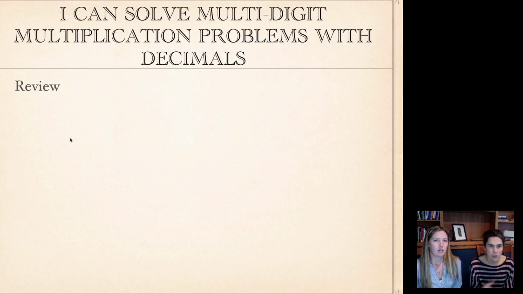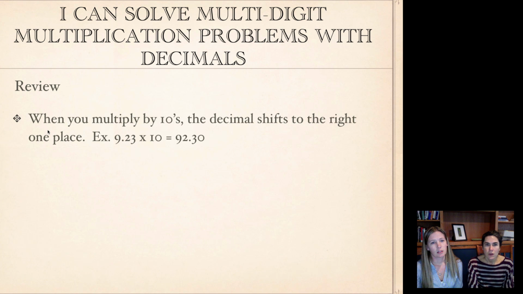First of all, let's just do a little review. Putting this all together. When you multiply by tens, the decimal shifts to the right one place. So we notice in our example here that we have 9 and 23 hundredths, and if we multiply that by 10, we're basically just moving our decimal over one place.